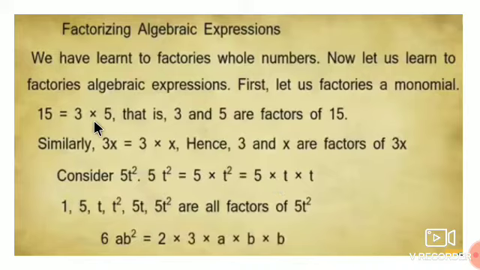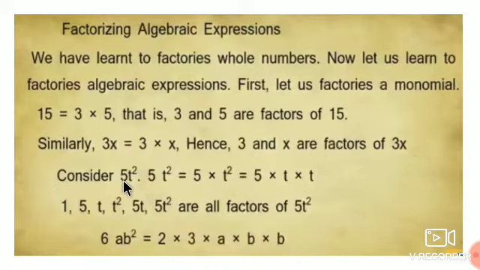Students, we have learnt how to factorize numbers. The factors of 15 we can write as 3 into 5, the prime factors. 3 into 5 is 15, so 3 and 5 are the factors of 15. So if it is 3x, what will be the factors of 3x? 3 multiplied by x. Hence 3 and x are the factors of 3x.